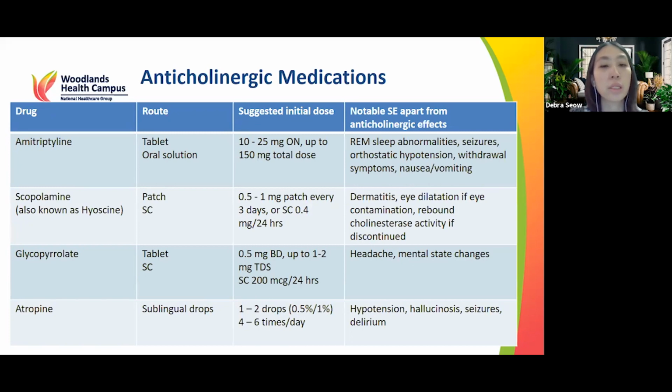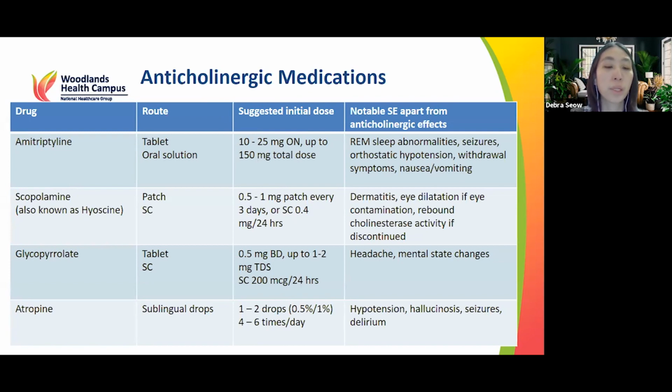So for amitriptyline, sometimes they start with 10 milligram ON, or they can start with 10 milligram TDS. They can go all the way up to 150 milligrams in total dose. So some of the side effects, I'm sure you all know the anticholinergic effects, which are usually drowsiness, mydriasis, cycloplegia or blurred vision, tachycardia, arrhythmias, and flushing, as well as constipation and urinary retention. So these are the anticholinergic effects.